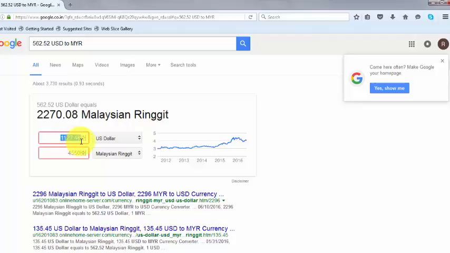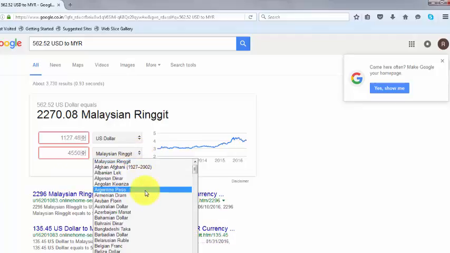So now how much are you going to deposit? You are going to deposit 1,127.48, or say $1,130 US dollars, for the $1,000 package. Now if you want to turn it into your currency, you do it like this.